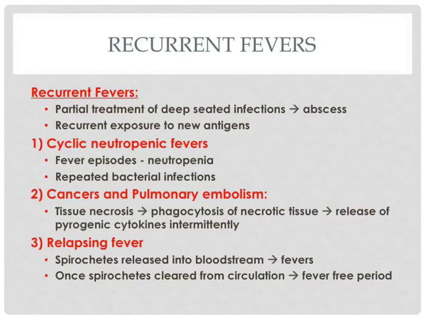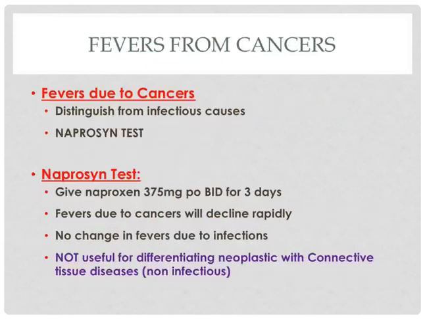Recurrent fevers: usually why they keep having fevers is you can have cyclic neutropenic fevers, and in cancers, you have tissue necrosis, then there's intermittent release of the cytokines and you get fevers. Relapsing fevers, as we said, the spirochetes are released into the bloodstream and you get fevers. And once the spirochetes clear from your circulation, the fevers go away. So that's why you keep getting those kind of relapsing pictures.